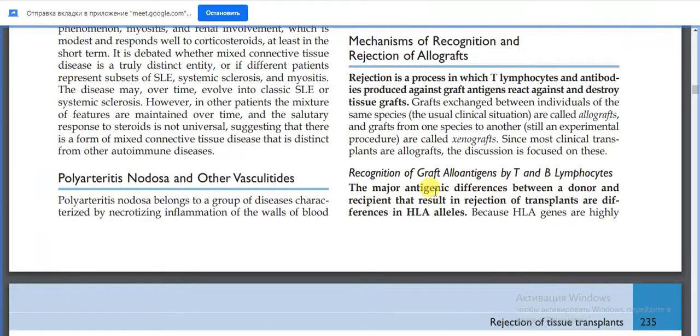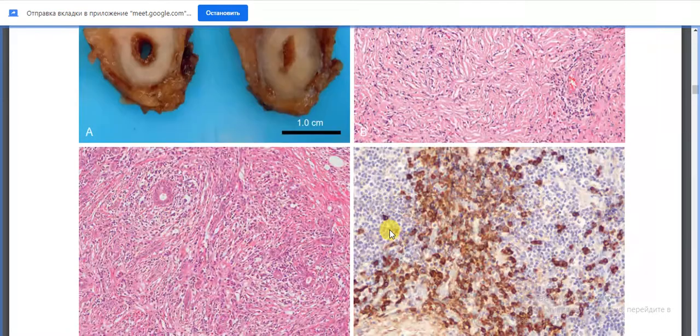Recognition of graft alloantigens by T and B lymphocytes. Graft alloantigens are exchanged between individuals of the same species; these are called allografts. Grafts from one species to another, still an experimental procedure, are called xenografts. Most clinical transplants are allografts, so the discussion focuses on this. During transplantation, some antigens appear in your body that are related to HLA or MHC.